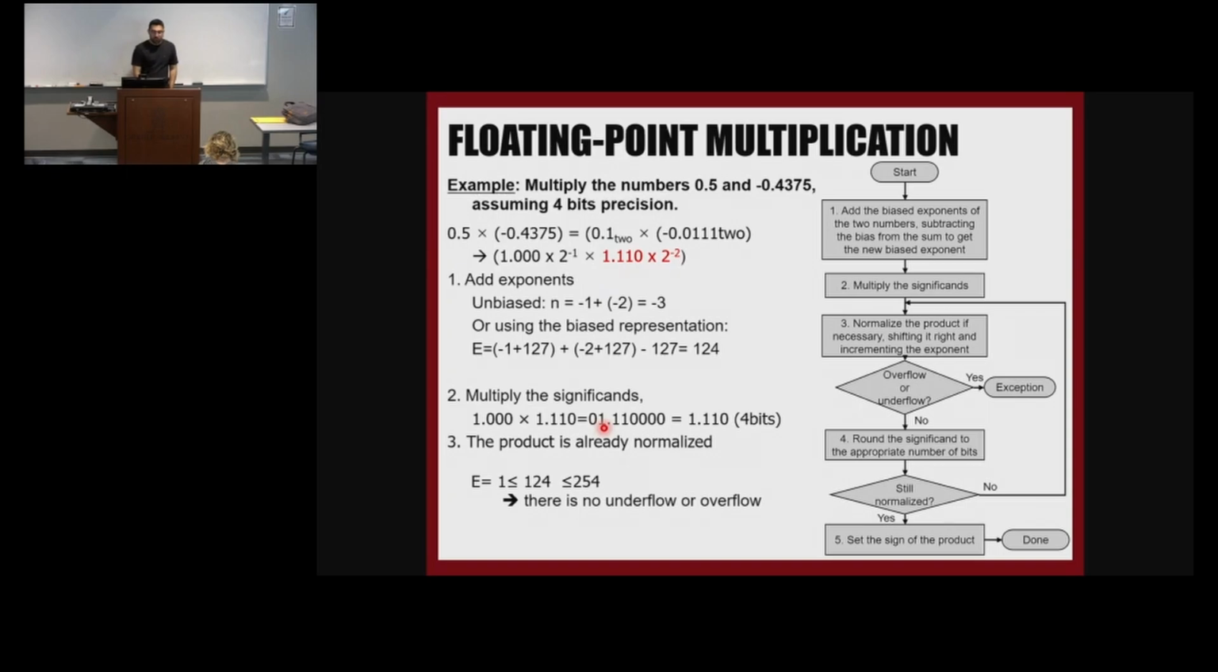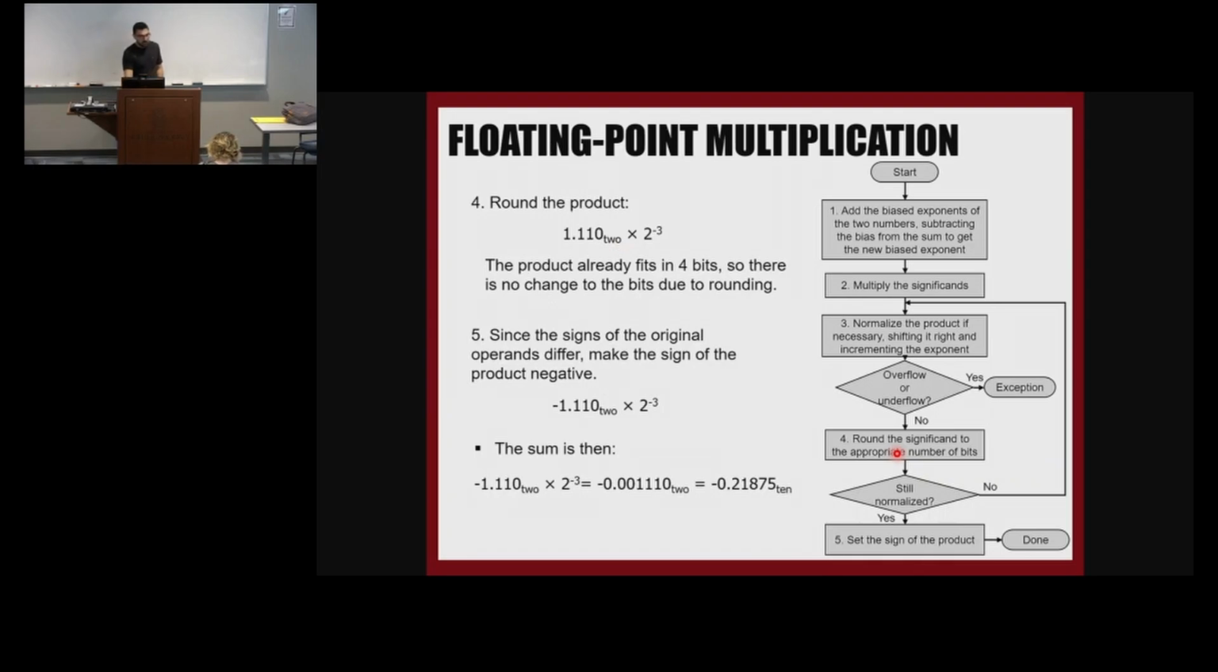So do we have an overflow? No, because the exponent is 124, the biased exponent, which is between 1 and 254. So we don't have any underflow or overflow, no exception needed. Then we round the significance to the appropriate number of bits. The next step, which in this case we don't need to do, it's already rounded. We have 4 bits, 1.110. The exponent, we know that it's already 2 to the negative 3, so we're good. And this is still normalized.